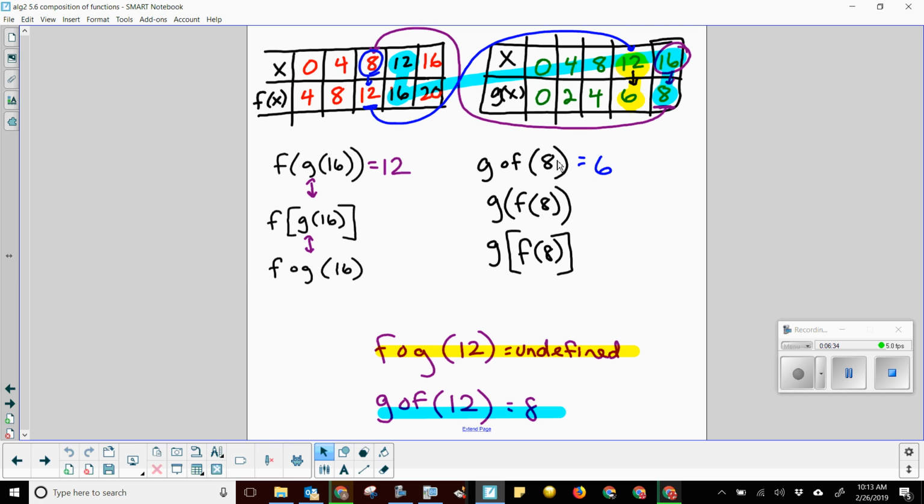Now g of f of 8 means we're going to start here, go to 12, because that's what it spits out. 12 is our new input, 12 spits out 6. So g of f of 8 is 6.